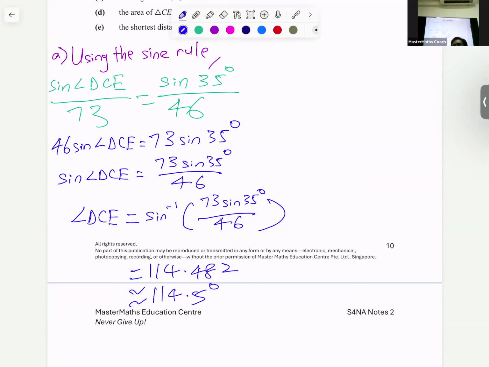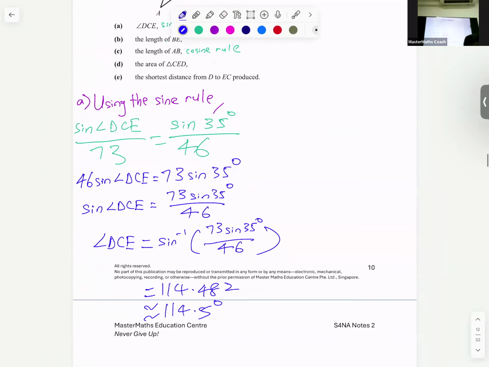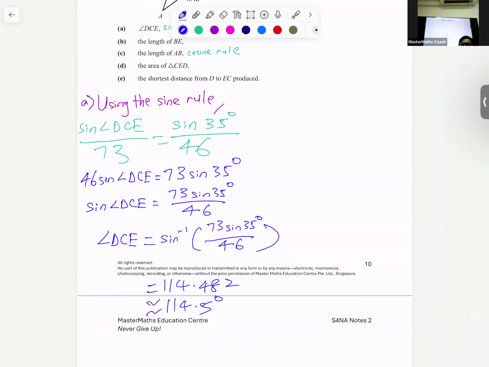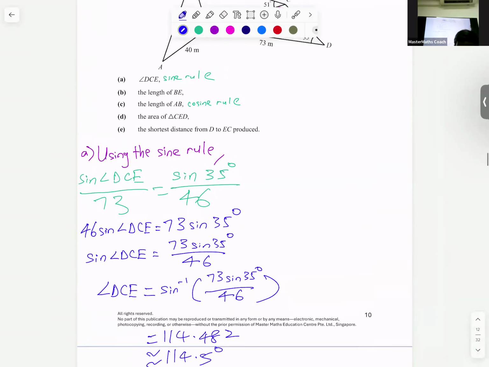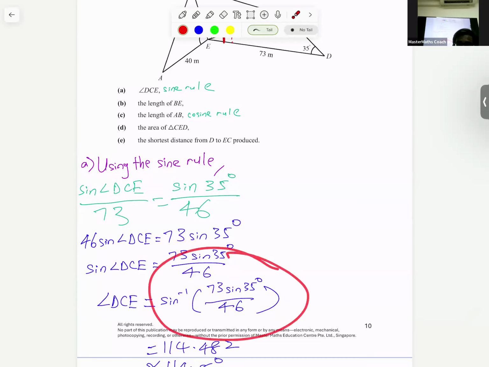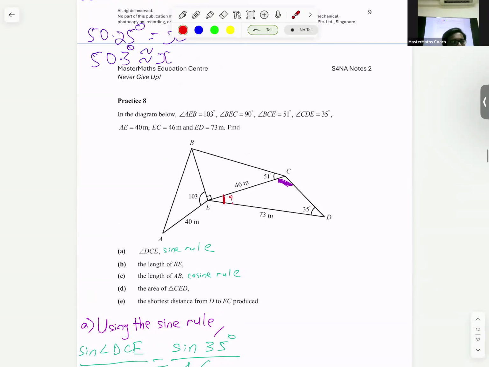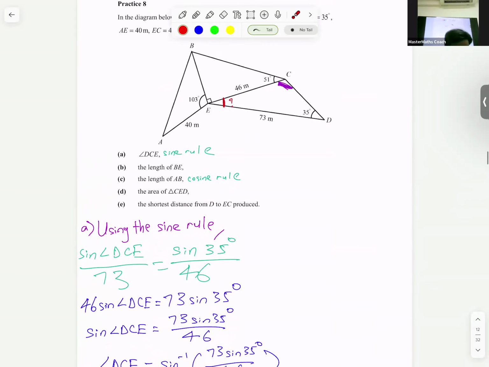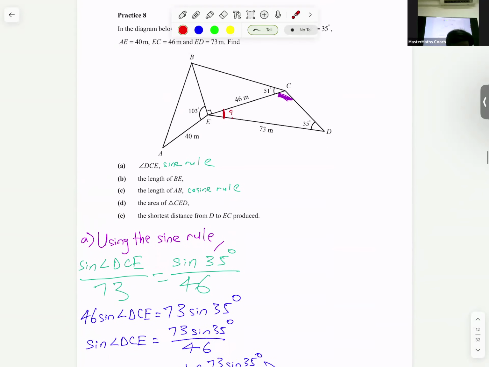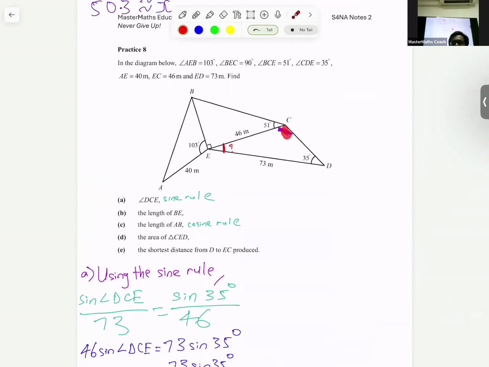Any issues? Before, the calculator says 65. Okay, I was waiting for someone to ask me that. So you do this in your calculator, right? You get 60 something degrees. Then why did I choose 114.482? Why did I never write 60 something degrees? Any idea?